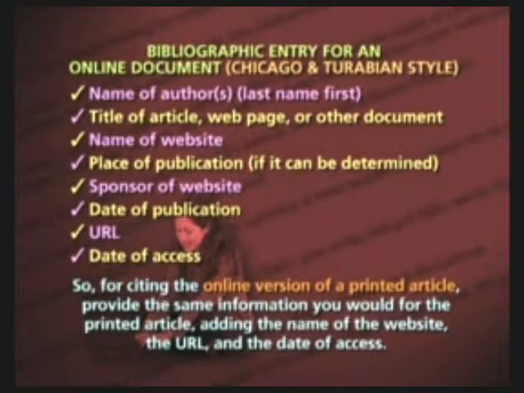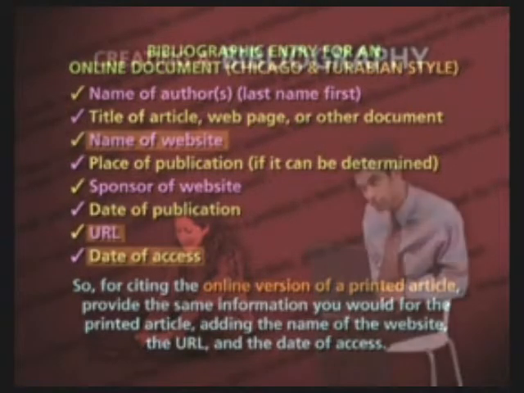If you're citing the online version of a printed article, you'd provide the same information you would for the printed article, but the name of the website, the URL, and the date of access should also be added.